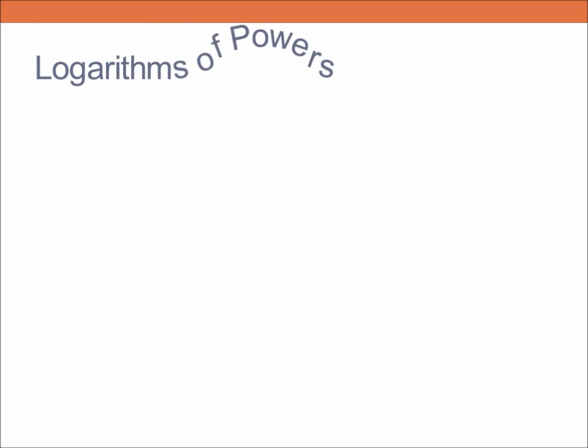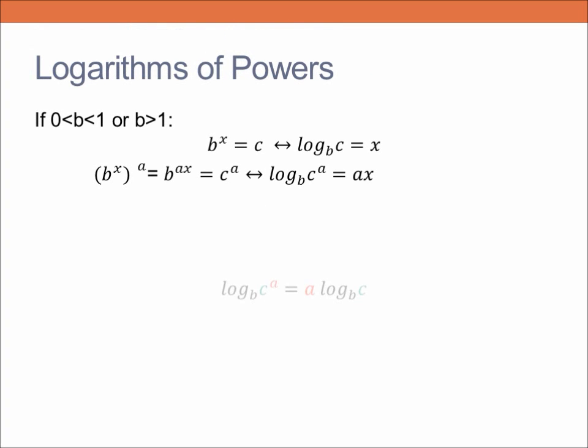The power rule allows us to move the exponent or power of the value within the log to the front of the log. We use this to simplify the power of the logarithm.